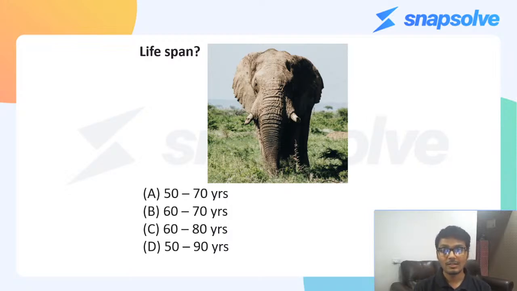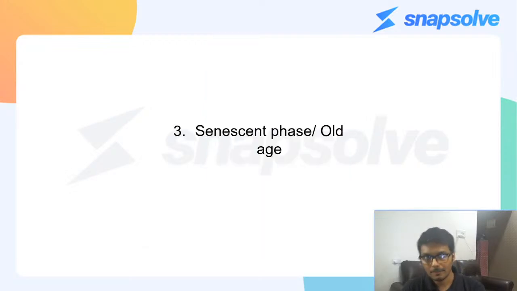All those who have answered correctly, match your answers with what I am about to say. The lifespan of an elephant is 60 to 80 years. That's the average lifespan I am talking about. Watch my previous lectures for understanding the concept of average lifespan. So this animal shows a lifespan of 60 to 80 years. Now, the senescent phase, the old phase.